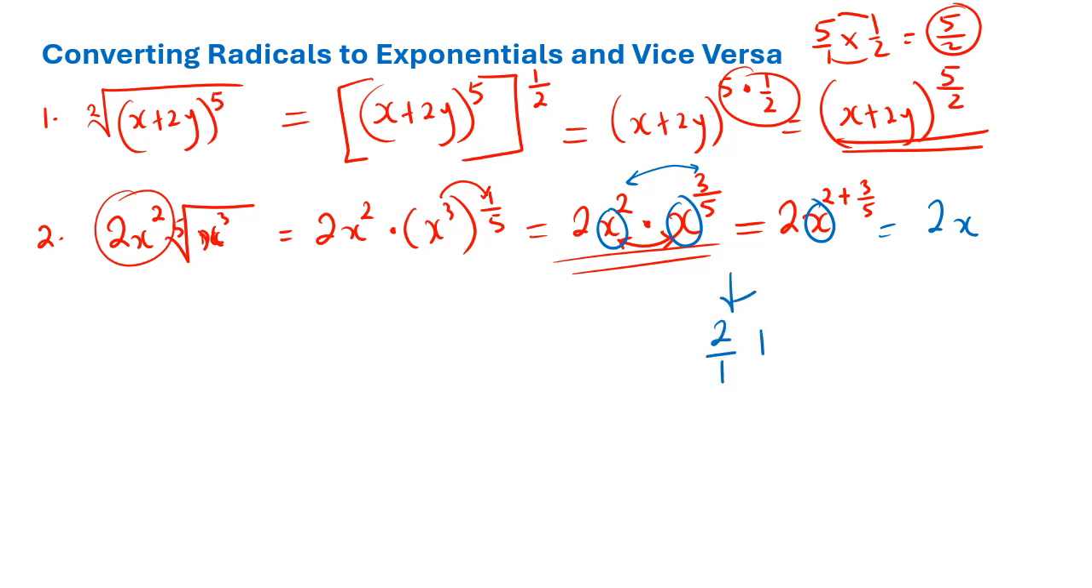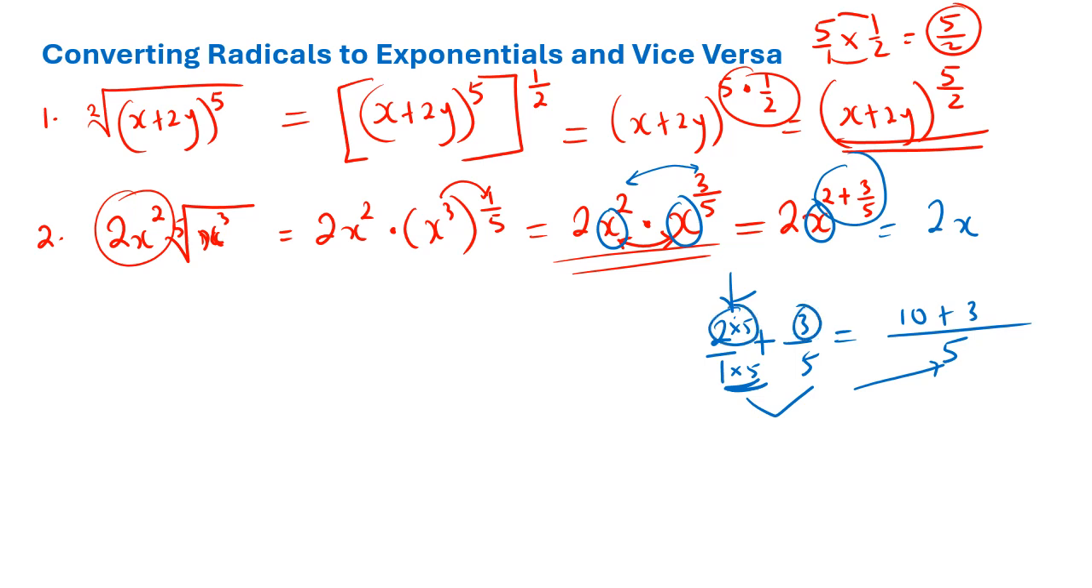I'll do that as 2 over 1 plus 3 over 5. I just wanted to make sure I can simplify this fraction here. To do that, the common denominator will be 5. So I'll multiply by 5, multiply by 5, and I'll get 10 plus 3 over 5, because 1 times 5 is 5, and the common denominator will be 5. Then you just add the results, which means you're looking at 13 over 5. So my final answer will be 2x to the 13 over 5.